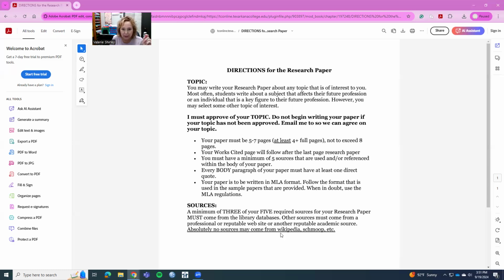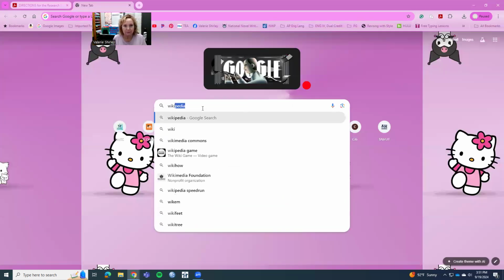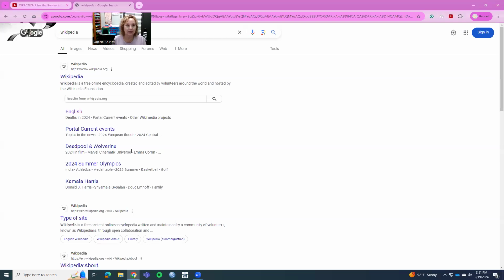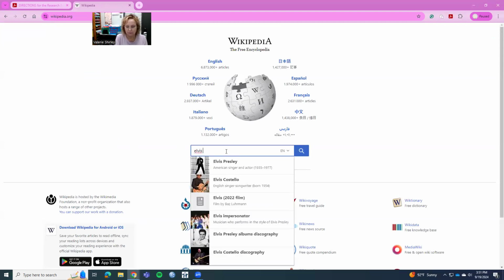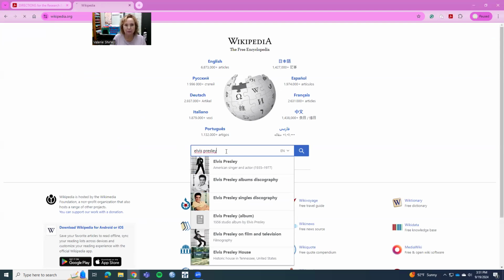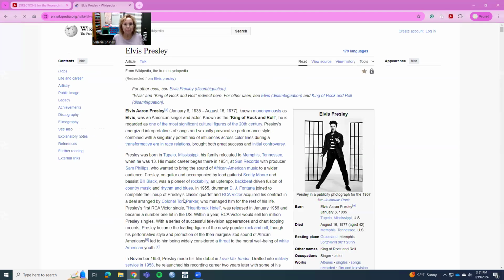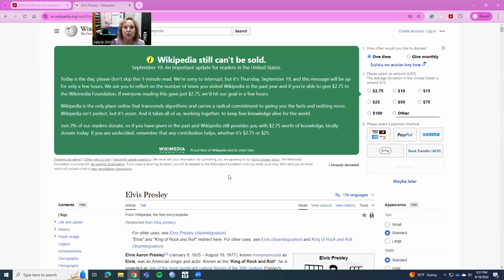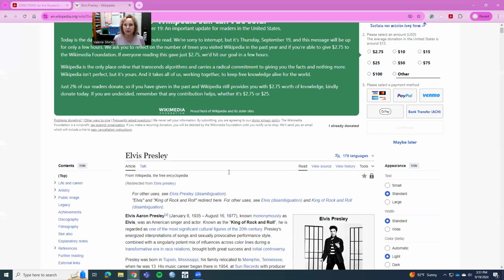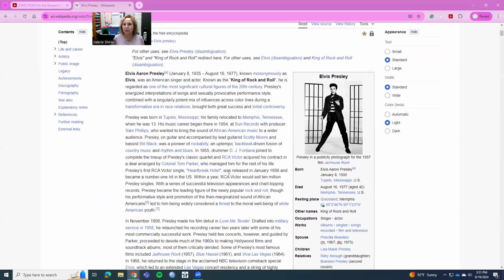Look down here at the bottom. Wikipedia and Shmoop, these are not great sources, so don't use those. I'm just going to go ahead and take us to Wikipedia quick. Wikipedia is an online encyclopedia that is written by everybody. I'm going to put in Elvis Presley, and up comes this research paper about Elvis Presley. Oh no, there's no time for me to do a fundraiser right now, Wikipedia. I'll catch up with you later.